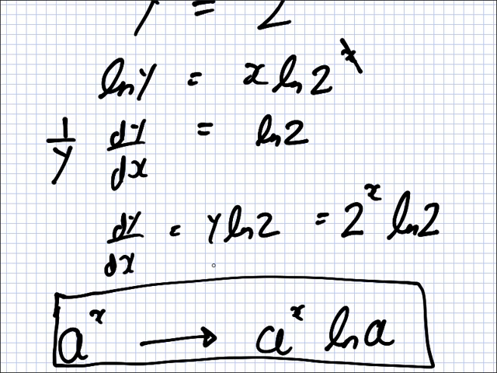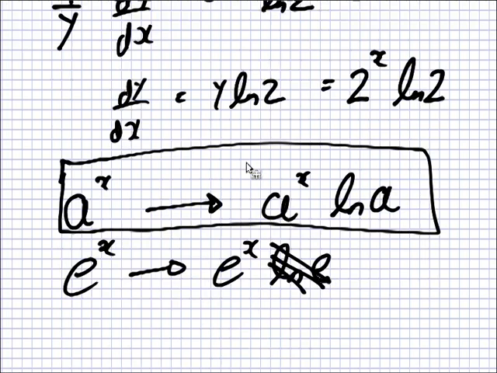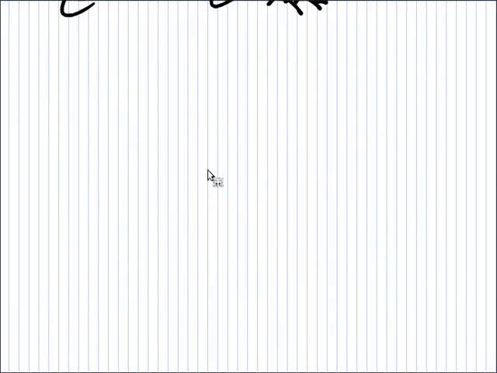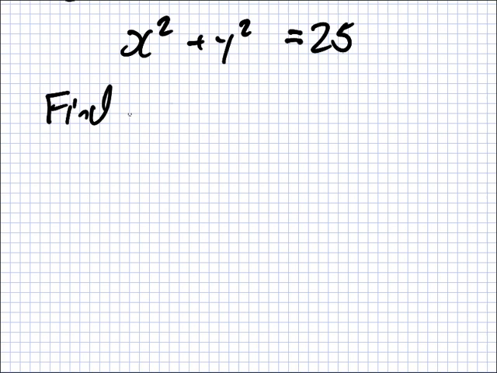All right. Actually, there is one more example I want to do, but not a particularly long one. Can I scroll down? Okay. So, x squared plus y squared equals 25. Find dx dy at 3, 4.